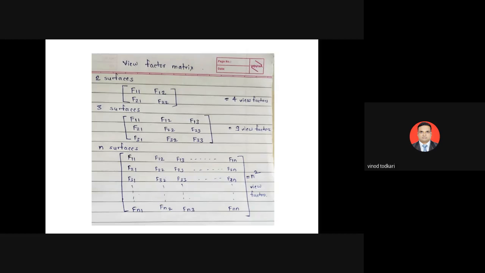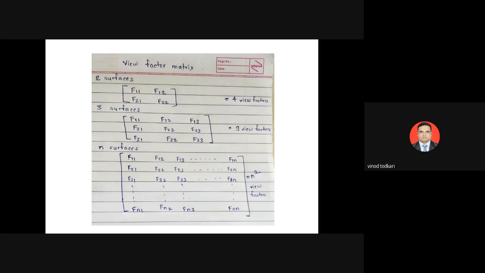If there are n surfaces, how many view factors will there be? Let's say there are 2 surfaces, 1 and 2. How many shape factors will there be? F11, F12, F21, F22. So there will be 4 view factors. If there are 3 surfaces, F11, F12, F13, then F21. It is a simple matrix, so there will be 9 view factors, 3 by 3. If there are 4 surfaces, this matrix will be of order 4 by 4, so 16 view factors. So if n number of surfaces are there, n square view factors are there.